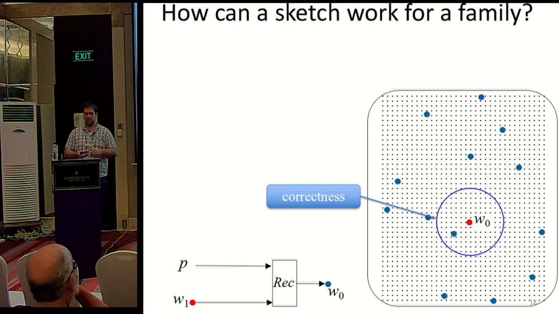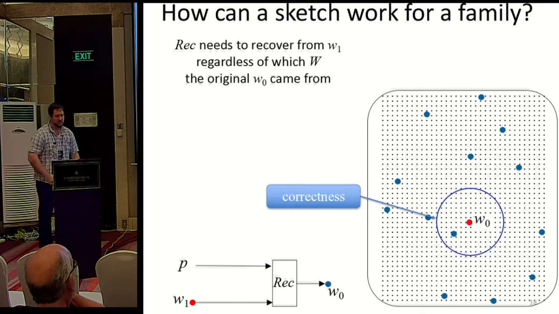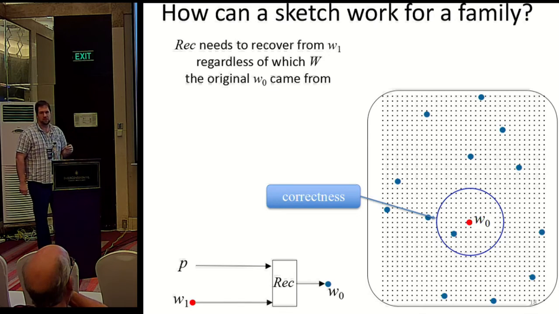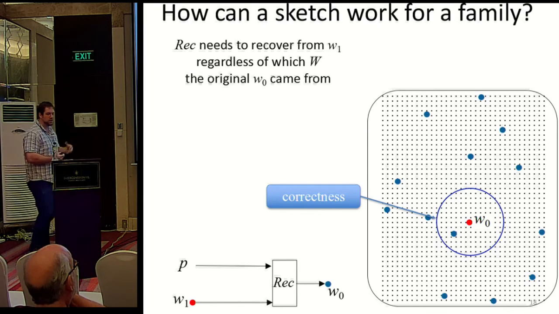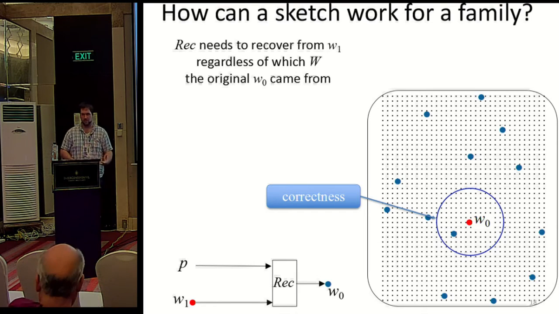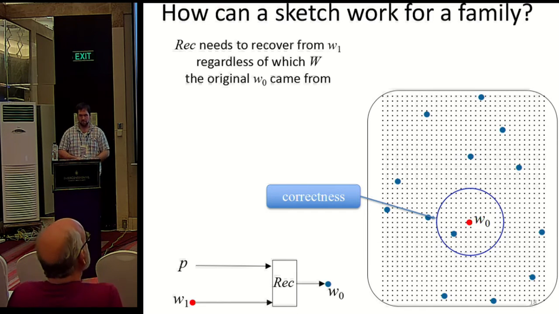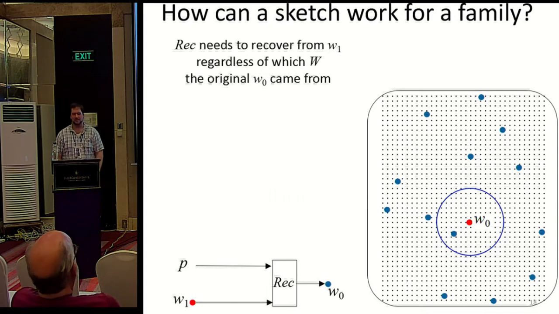And, right, if we have a family of distributions that all intersect at W0 but have all these different points, any of these points could be true, and I don't know anything about them. Okay. So we need to recover from this new value W1, regardless of which distribution the original W0 came from. Okay. And that's just because of correctness.